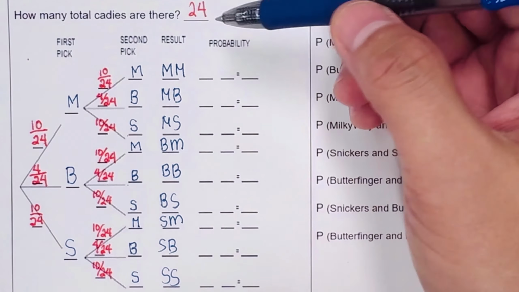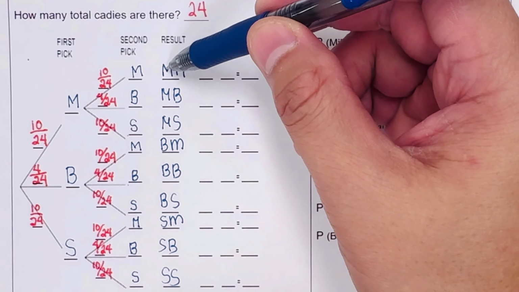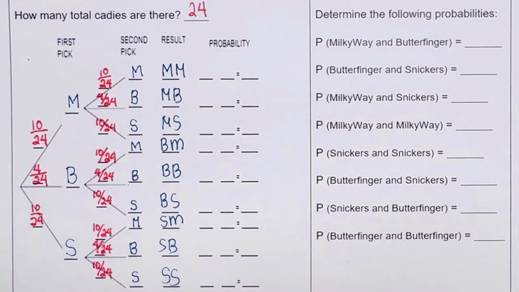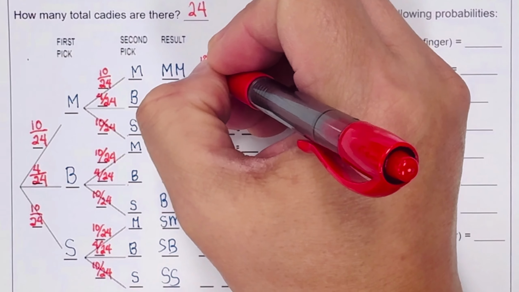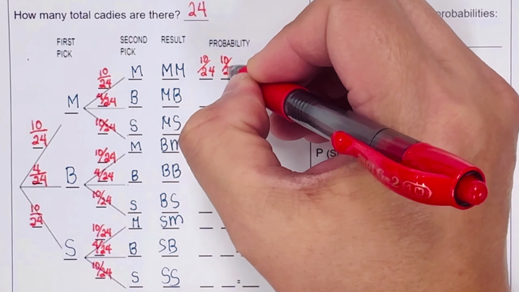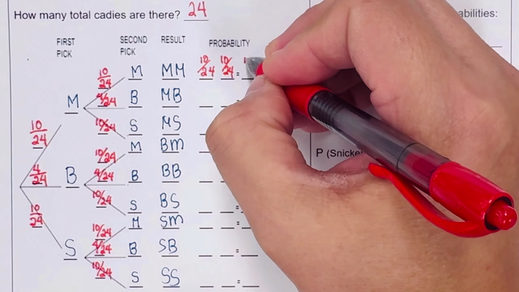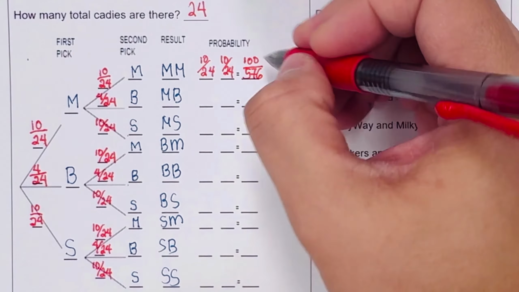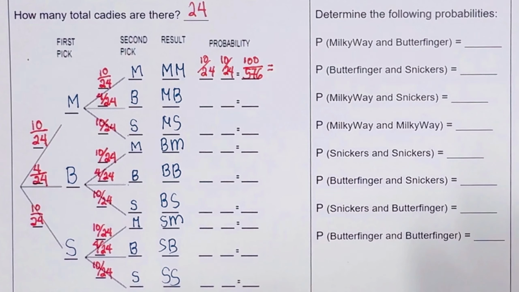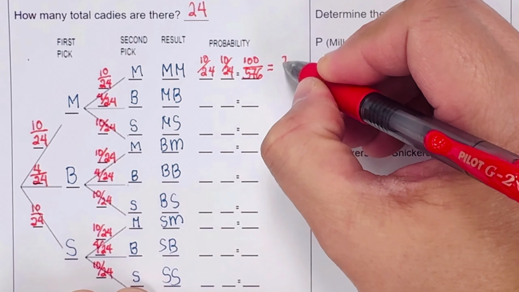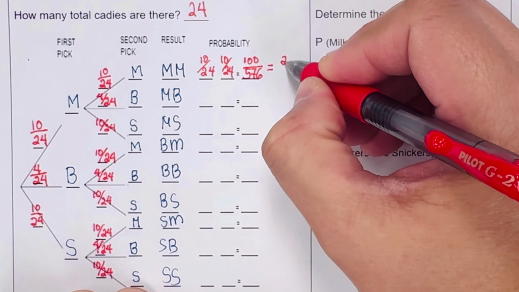Now, what is the probability that the kid is able to pick the Milky Way the first time and Milky Way the second time? So what we need to do is to multiply these two numbers. So that would be 10 over 24 times 10 over 24. So that would be 100 over 576. And then we are going to reduce this to lowest term. So I'd like you to figure out what is the lowest term for 576. So the reduced form for this is 25 over 144.